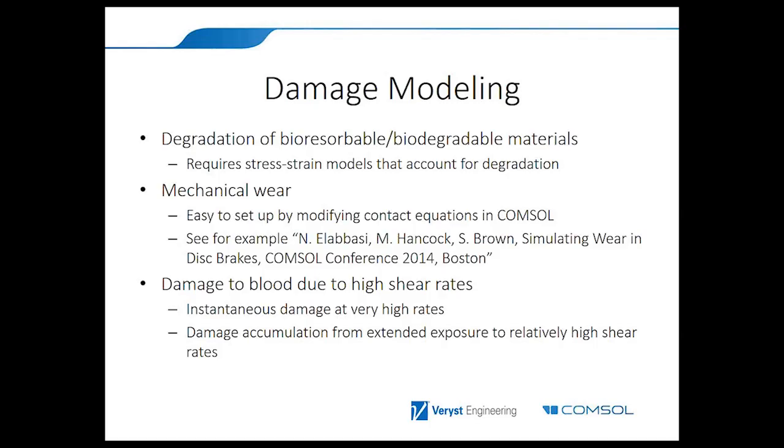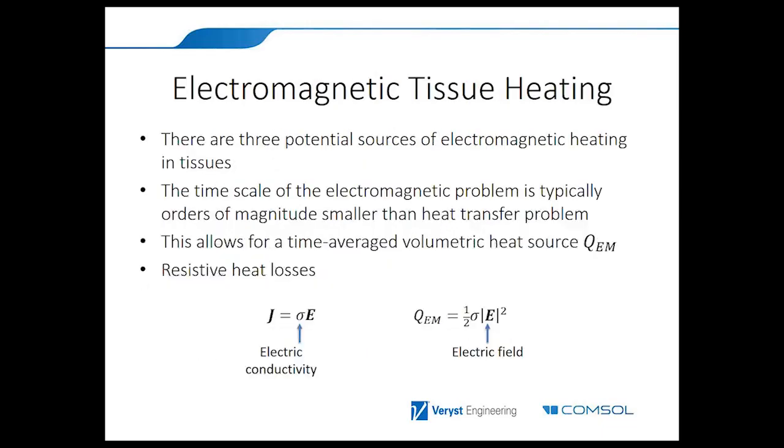And the last item here on the challenges is the electromagnetic tissue heating. There are 3 sources of heating that I will discuss, but the interesting thing about this is that the time scale for the electromagnetic problem is typically much shorter than the heat transfer problem. So whether you're in the kilohertz range or the megahertz range, they're both much faster than a typical heat transfer problem. That allows a time-averaged heat source from the electromagnetics rather than having to do a transient electromagnetic analysis. Makes things way more efficient.